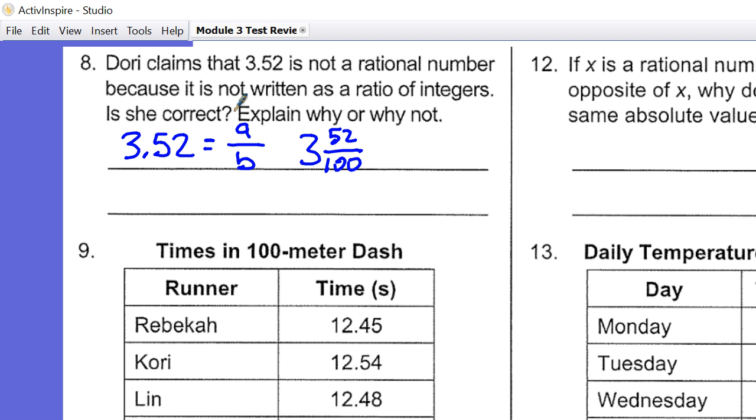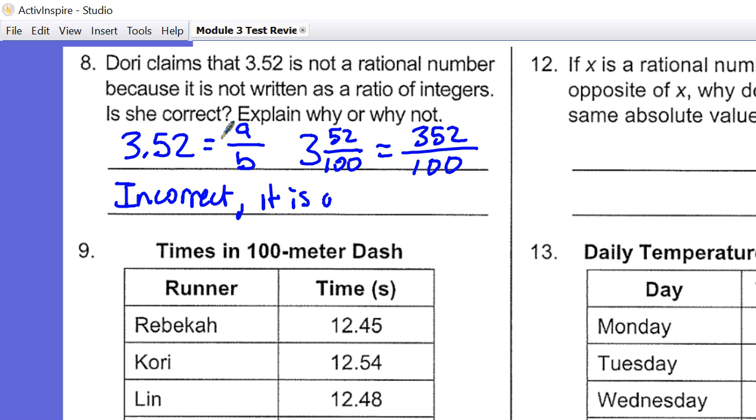Because 3 wholes, if the denominator is 100, means 300 hundredths. And then 52 on top of that would be 352 total out of 100. 352 hundredths is written in the form of a over b, which is a rational number. So Dory is incorrect. Comma, it is a rational number.